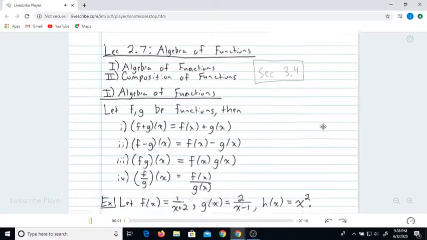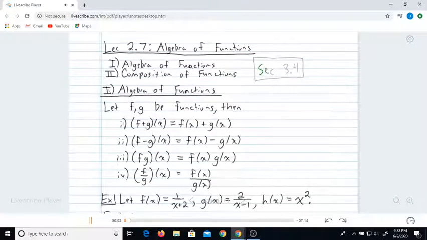Alright, here we have lecture 2.7, which corresponds with section 3.4 from the textbook. And here we'll be opening with algebra of functions, but really focusing on composition of functions. So what I mean by algebra of functions is addition, subtraction, multiplication, and division of functions. It turns out functions are closed over all of these operations.